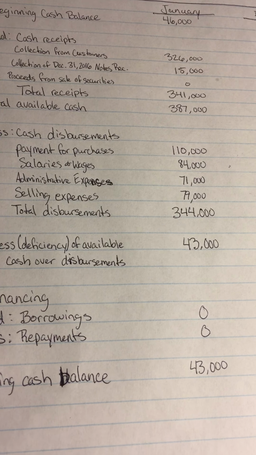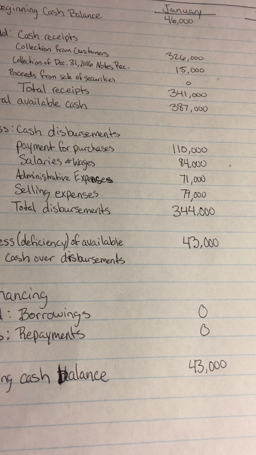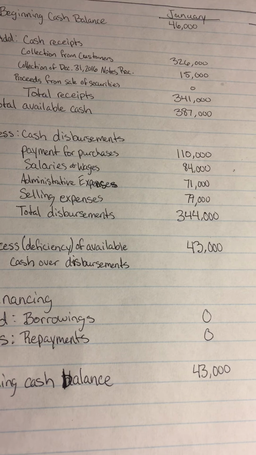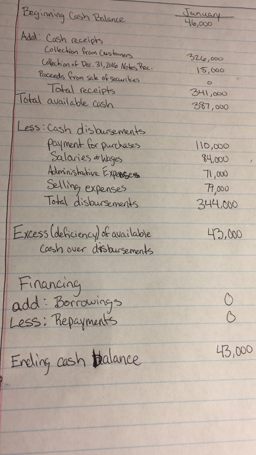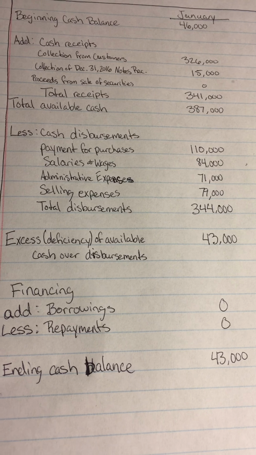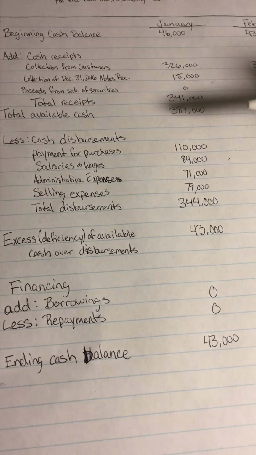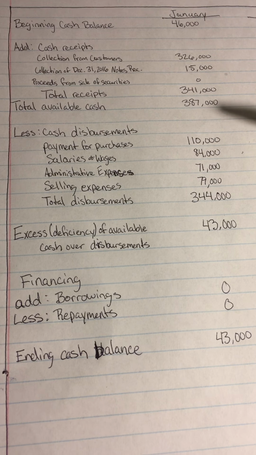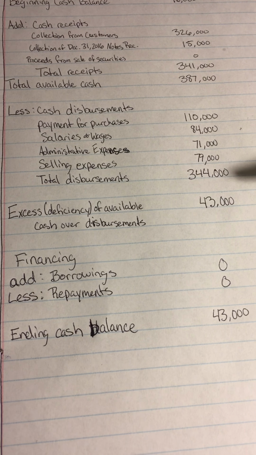Then you've got your selling expenses, 79,000. You total all those up, that's 344,000. And to get your excess or deficiency of available cash over disbursements, you take your total available cash and you subtract your total disbursements.